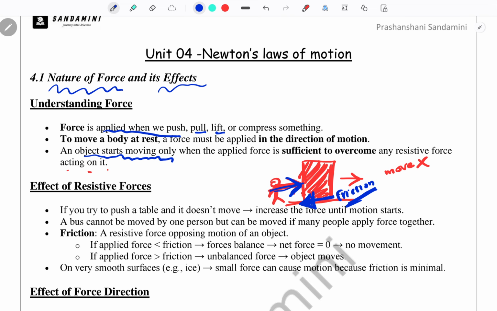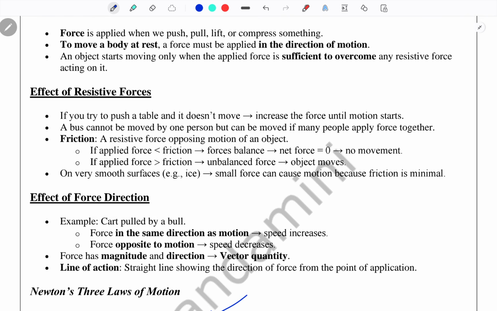That is the basic, very basic understanding about the force. Then the effects of the resistive forces. Think if you try to push a table and it doesn't move. So what you can do is you can increase the force until the motion starts. That's what I discussed earlier too.